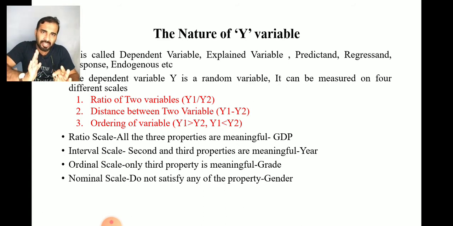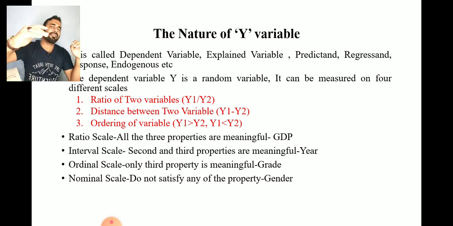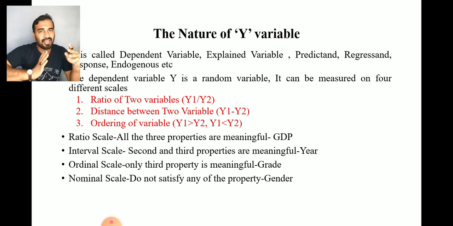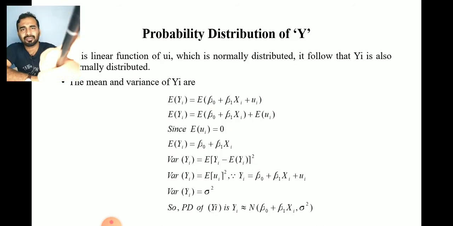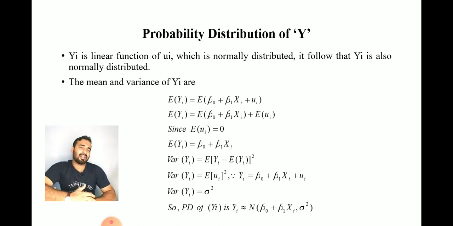So this is the nature of the y variable. Okay, y is the dependent variable. There are so many names for that. This dependent variable can take any of these four variable types, but in our case, the consumption case, it is a ratio scale variable. Okay, so this y variable not only takes ratio scale variables, but it can take interval scale, ordinal scale and nominal scale variables. Clear? So we will see the examples later. Okay, so the next thing, what is the probability distribution of this y?